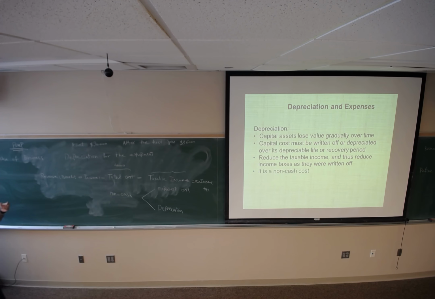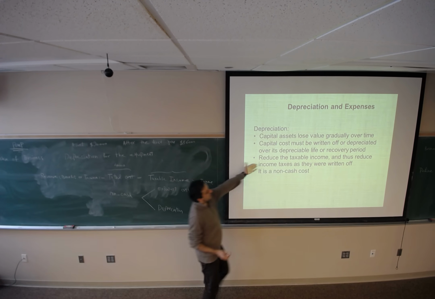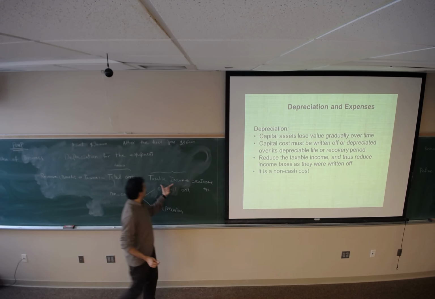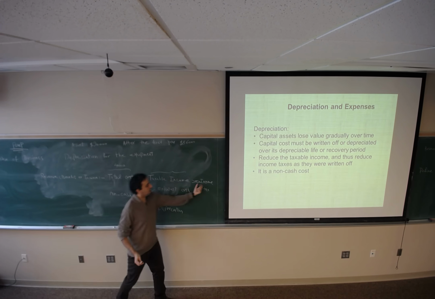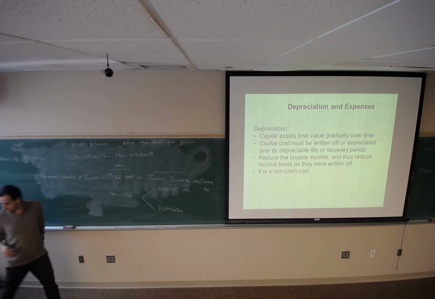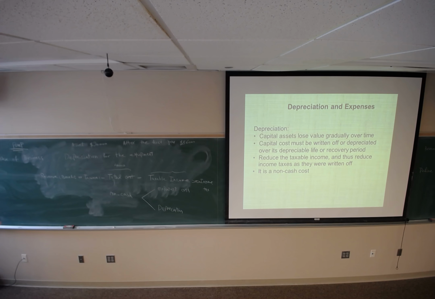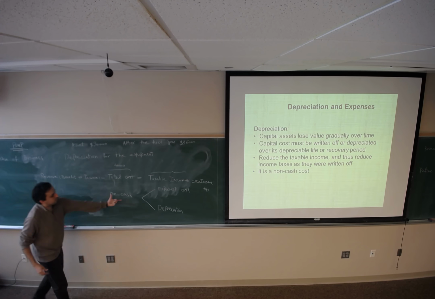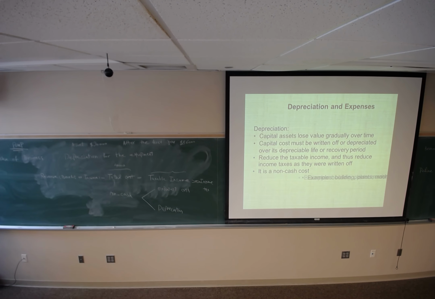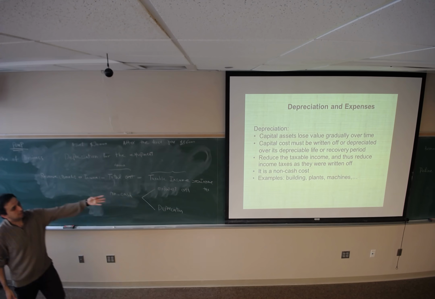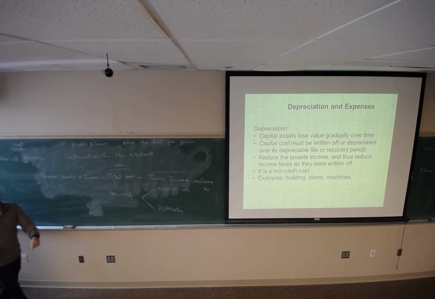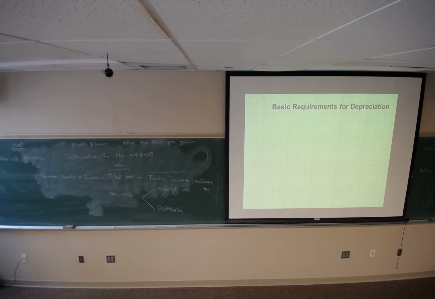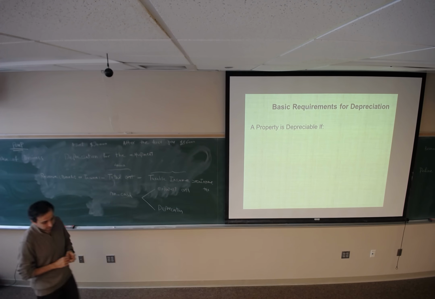As I said, how it works, it reduces the taxable income. By adding the depreciation, you can lower the taxable income, and as a result, the income tax is going to decrease. And it's a non-cash cost. Nobody writes a check for depreciation. Buildings, plants, machines can be depreciated. So there are some requirements for a property to be depreciated.